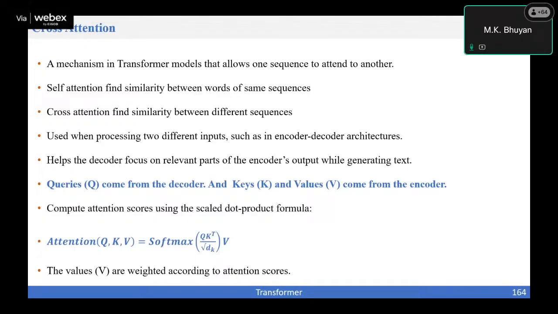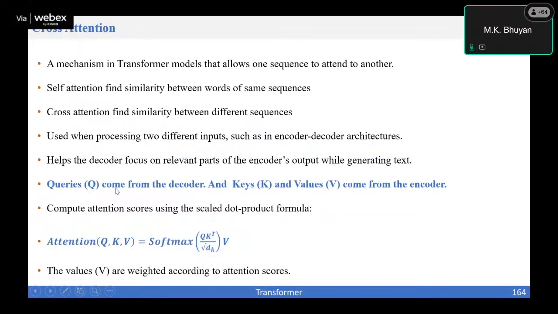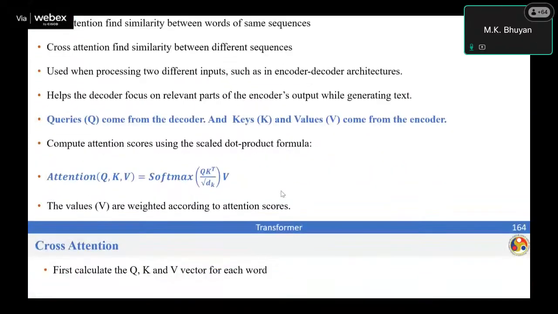So during the decoding or prediction process, the query Q is coming from the decoder and the key and the value are coming from the encoder, because we have to determine the contextual meaning across different sequences. In self-attention, we only consider one sequence and find the contextual meaning within it. But in cross attention, we have to determine the similarity between different sequences. As already mentioned, the query is coming from the decoder, and the key and the value are coming from the encoder.